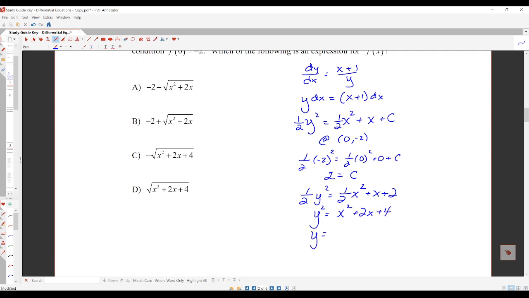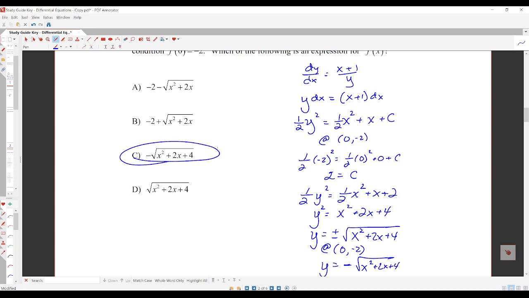And then I want to square root that. But again, remember, this could be positive or negative. Again, it all depends on that initial condition. Since that initial condition is 0, negative 2, when I plug in 0 inside here I get 4, the square root of that is 2. The only way to get that y to be negative 2 is if there's a negative out in front of the square root. So we get negative the square root of x squared plus 2x plus 4, which is c.